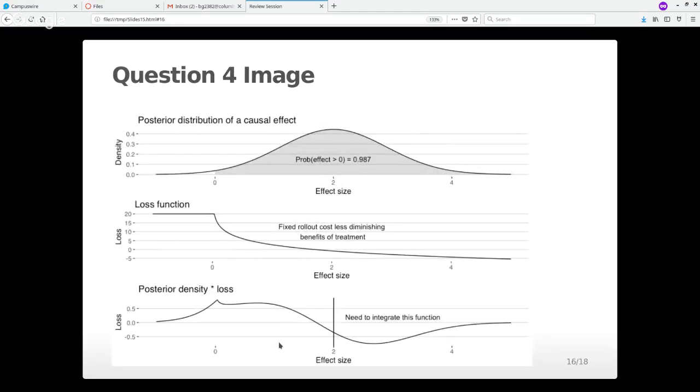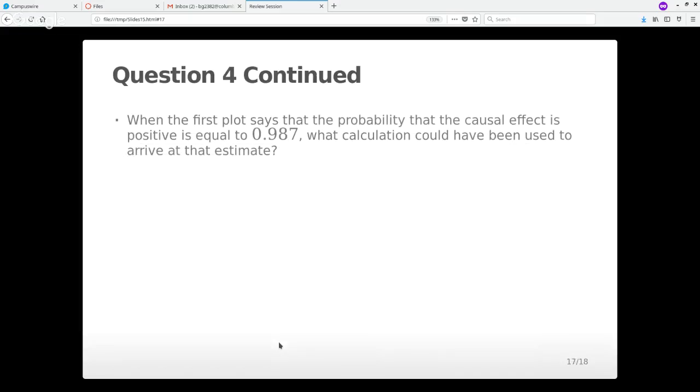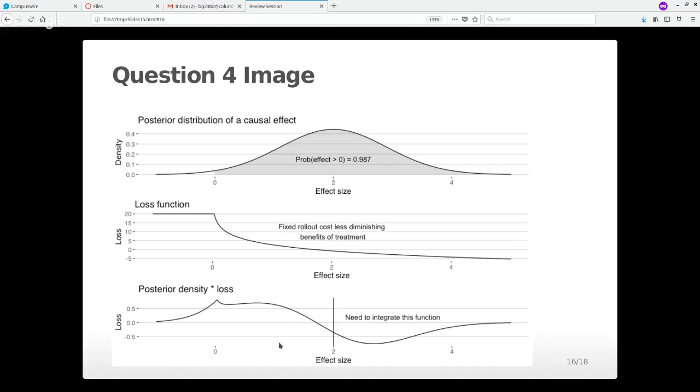Okay, got that. So the fourth question was about a couple of questions about this picture here. So what do we have going on here? This is not any actual data, just a stylized representation. We might have a posterior distribution that looks like this, or even a prior distribution that looks like that, for the effect of some treatment. And then the first plot says the probability the causal effect is positive is equal to 0.987. So what calculation would have resulted in 0.987?